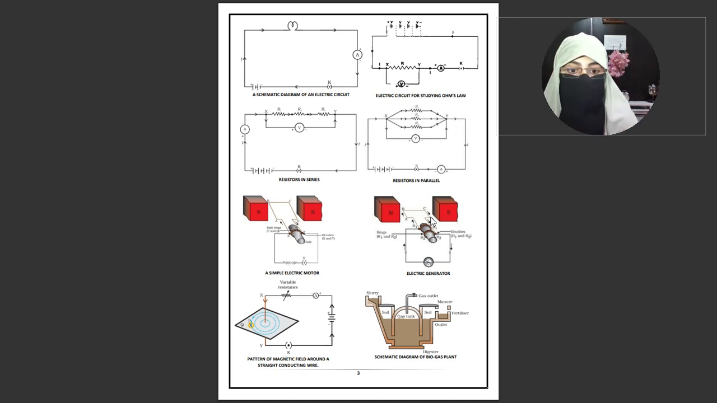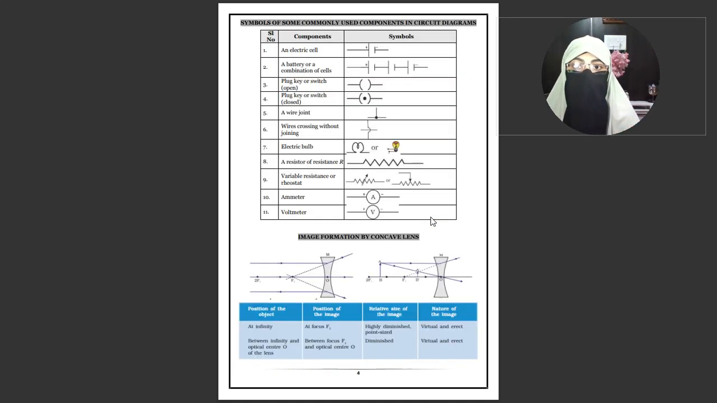Okay, and then the biogas plant from the chapter Sources of Energy. Then coming on to the magnetism chapter, the pattern of the magnetic field around a straight conducting wire. This is a very important diagram which students need to practice.